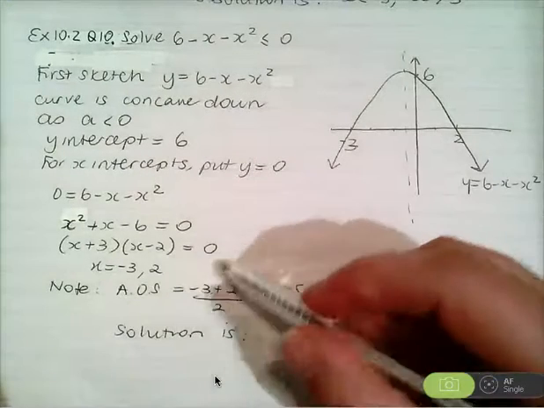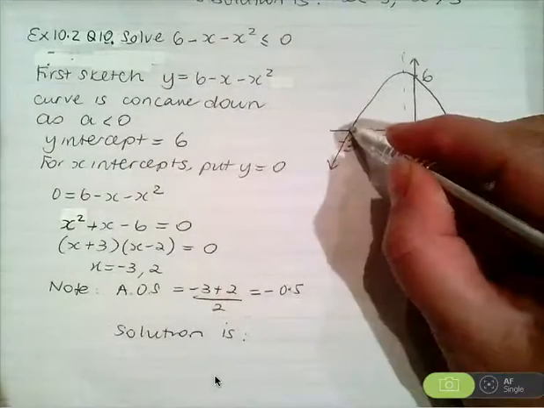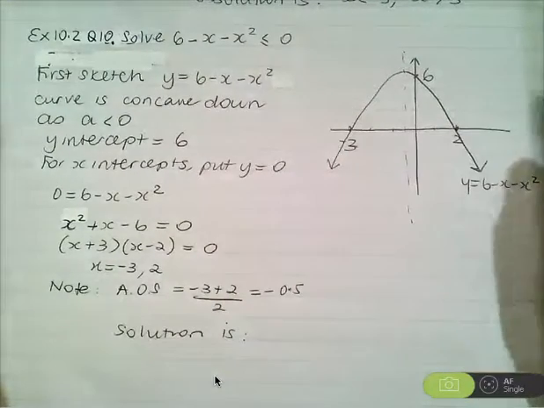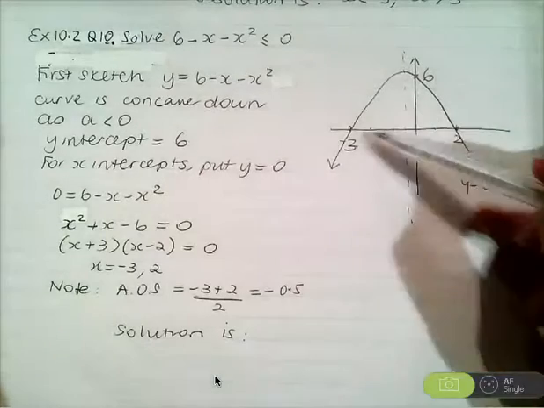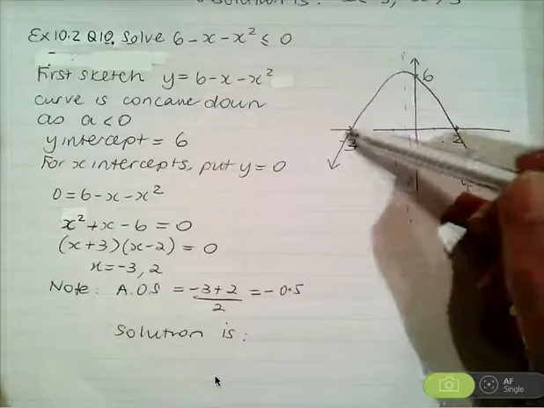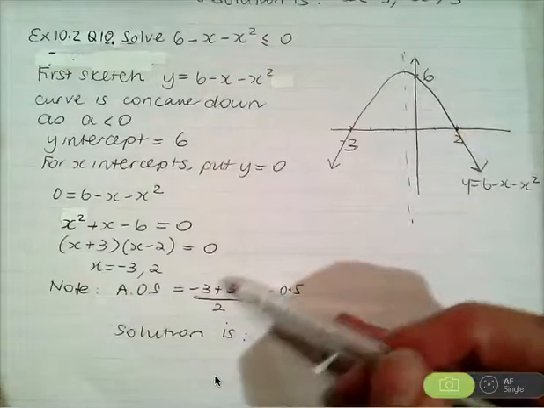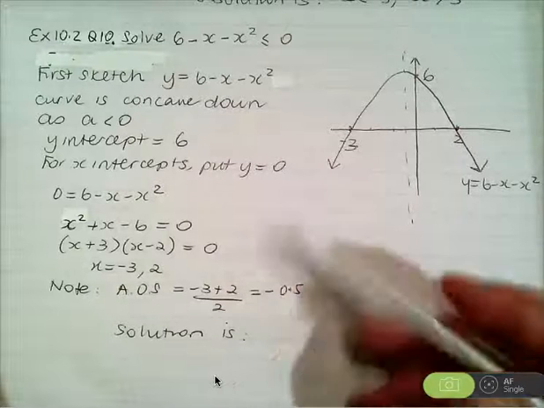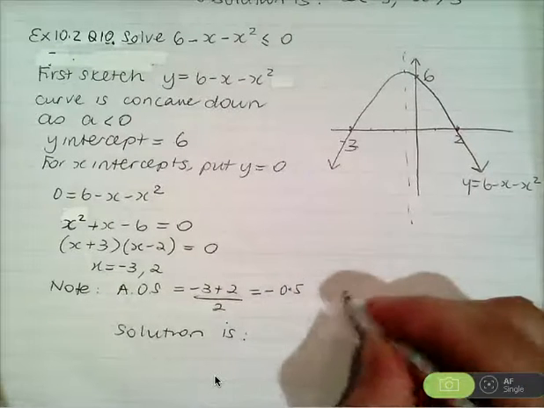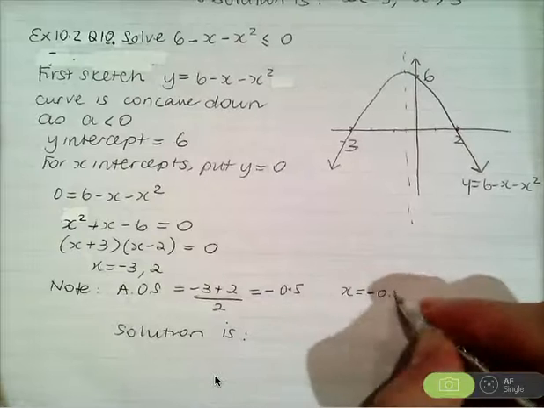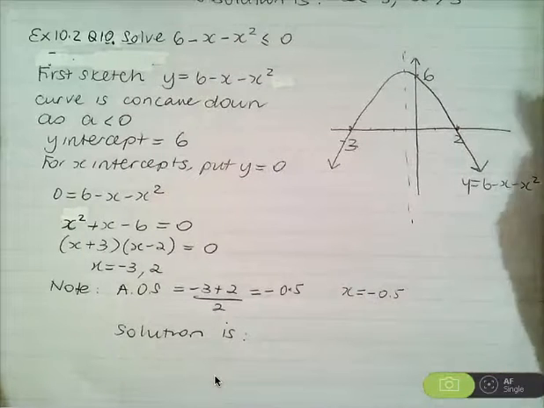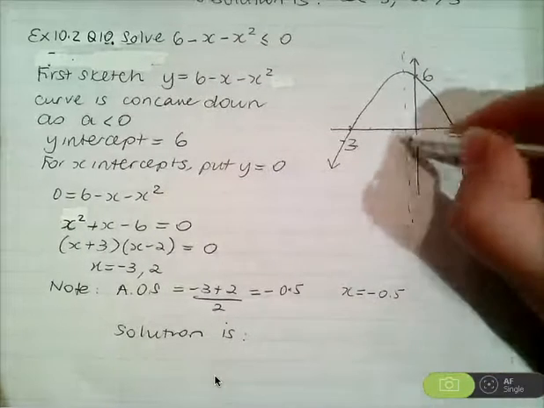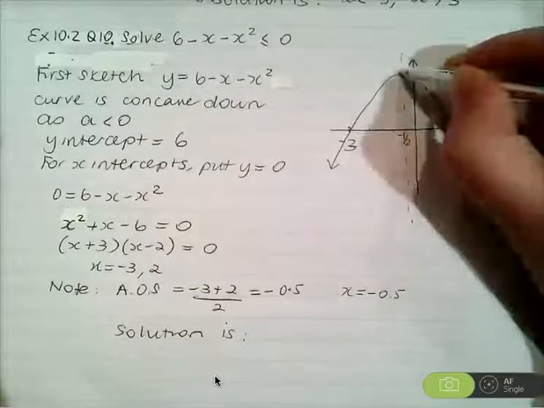The axis of symmetry, you can use the formula x is -b on 2a, or knowing that the axis of symmetry is halfway between the x-intercepts, so it would be the average of the x-intercepts. So you go -3 plus 2 divided by 2, making my axis of symmetry having equation x equals -1/2. So that's my axis of symmetry there, x is -1/2.